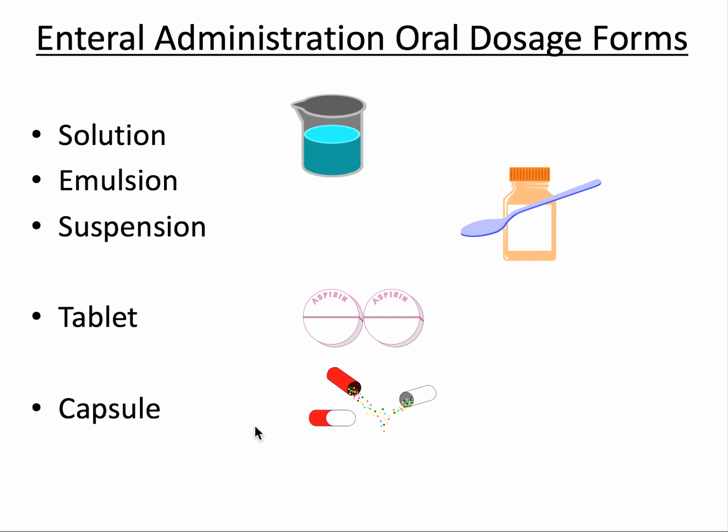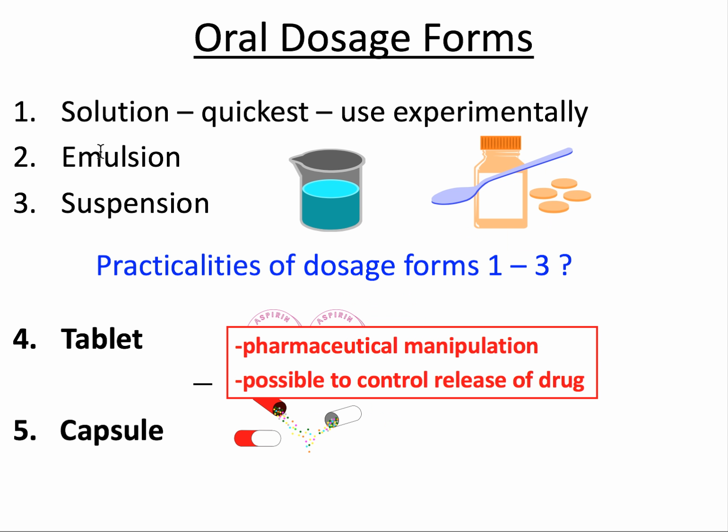Instead of tablets, you can also have solutions. So you might have taken Gaviscon for heartburn, chesty cough, various different solutions, emulsion, suspension, tablets, and capsules. These are the oral dosage forms. Solution is the quickest to get in because it's already in a liquid form, so it has a very large surface area in order for it to cross the GI tract, the intestinal membrane.